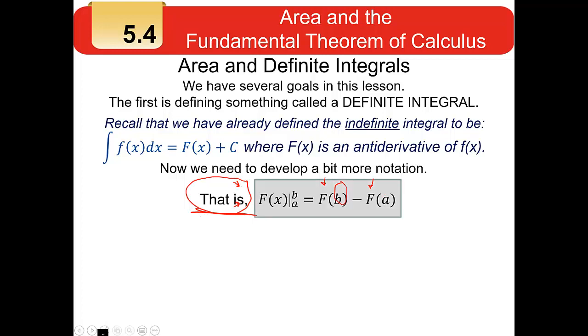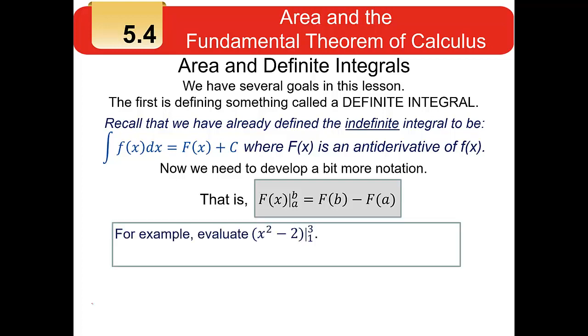Now, having said that, what I'm really saying is that this new notation simply means take the top limit number, whatever you want to call it, plug it in, take the bottom number, plug it in, and subtract the two results.